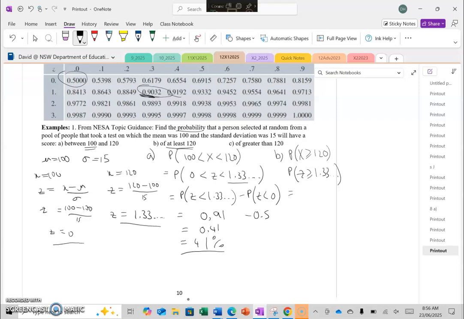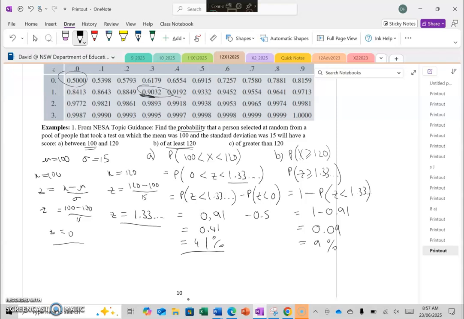Because that's greater than, change it to less than by doing 1 minus. And then the value there is 0.91. We worked that out in part A. So that's going to be 9% of people get a score of at least 120.